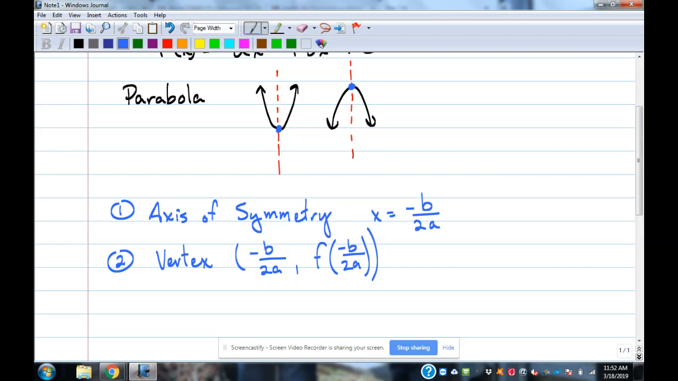The third thing that we're going to find, and this is the easiest one, is whether that's a maximum or minimum. That vertex can be a maximum or minimum. If it's a maximum, where do you think it's at?